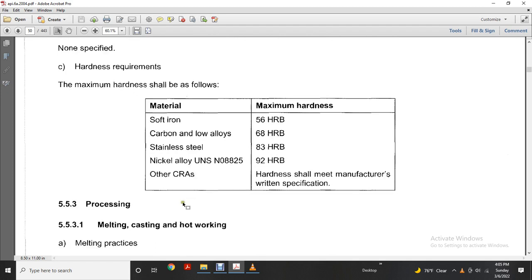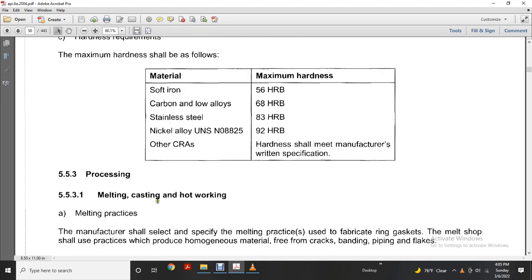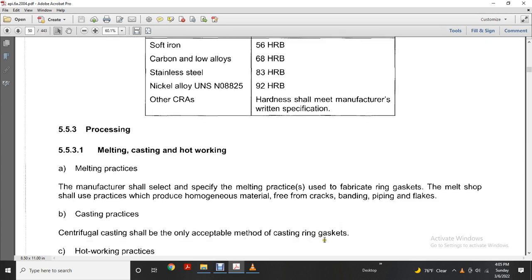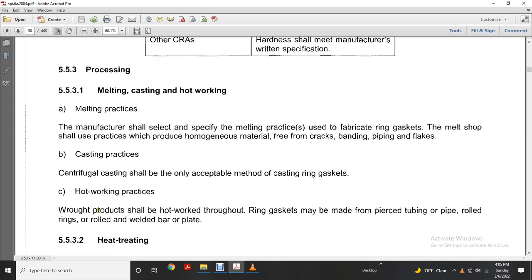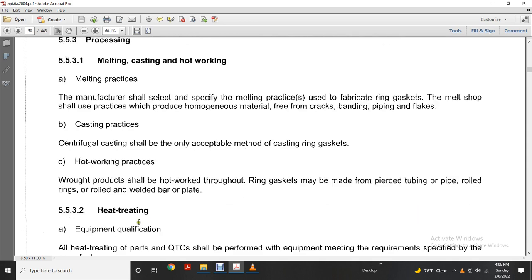Processing: metal casting, hot work, melting practices. The manufacturer shall select a specified melting practice for fabricating the ring gasket in the metal shop. It should use a practice that produces homogeneous material free of cracks, bending, and piping end flakes. Casting practice: centrifugal casting shall be the only acceptable method of casting ring gaskets. Hot working practices: raw products shall be hot worked throughout, and the ring gasket shall be made from a pierced tube or pipe with the removal of rings, or rolled from a welded bar or plate.